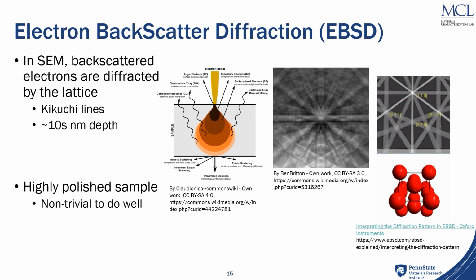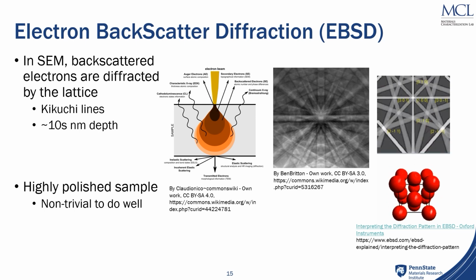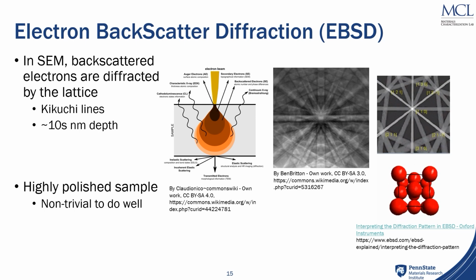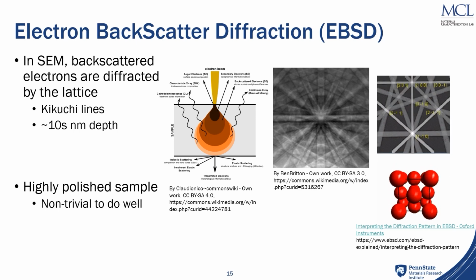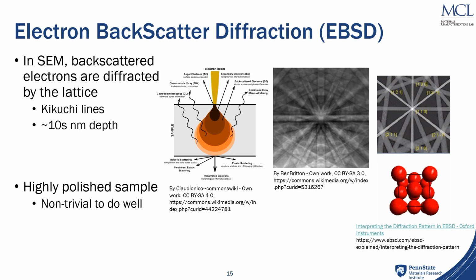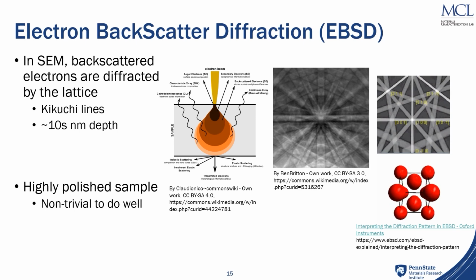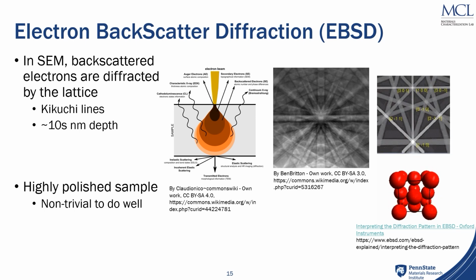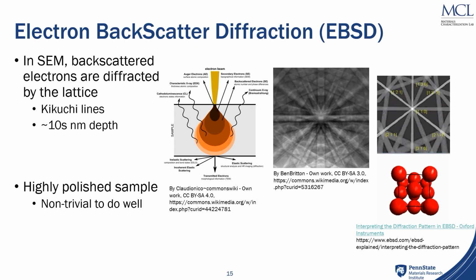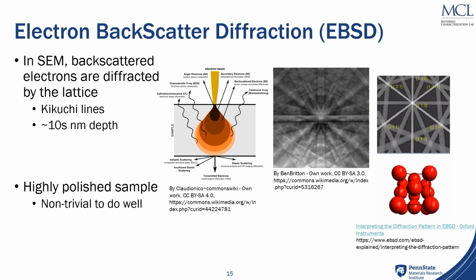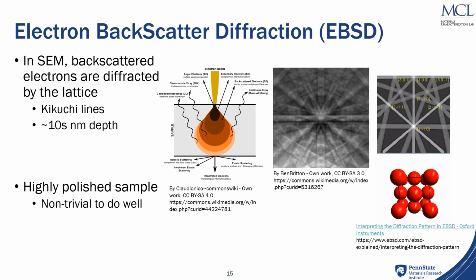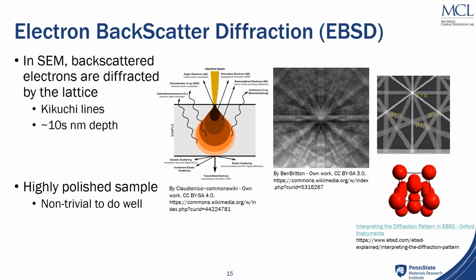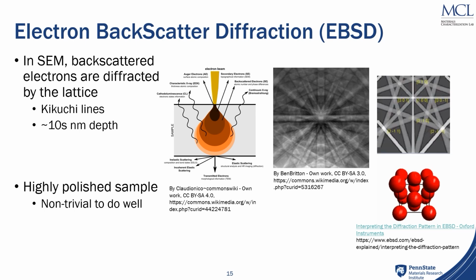Finally, the last technique I want to talk about is electron backscatter diffraction. This is a scanning electron microscopy technique in which backscattered electrons are diffracted by the lattice of the sample. And this gives rise to what are called Kikuchi lines. These generally show up from a depth of about tens of nanometers into the sample. And in order to be able to see these Kikuchi lines, you have to have a highly polished sample. So you have to do some very careful sample prep in order to be able to measure these.